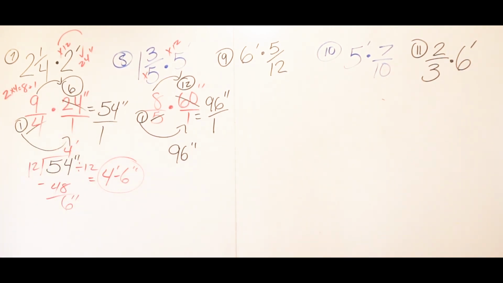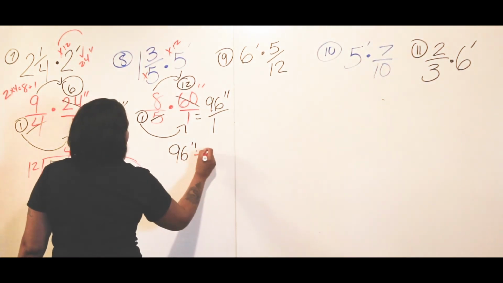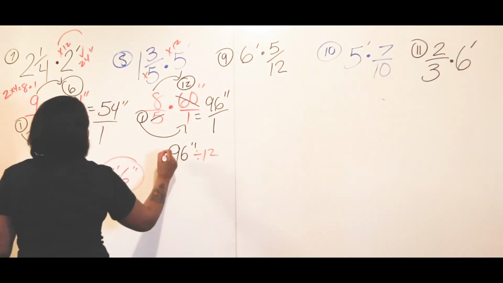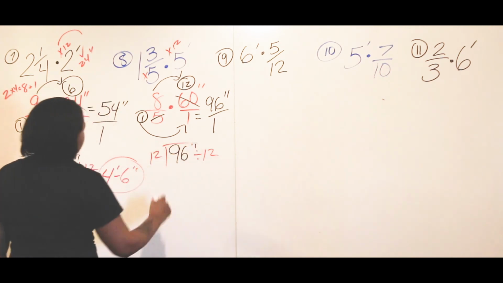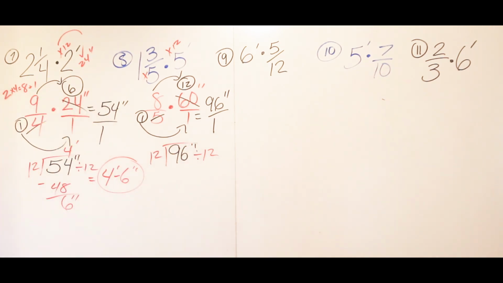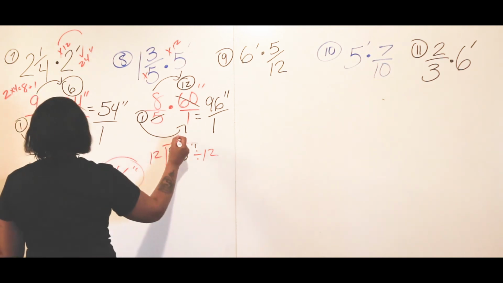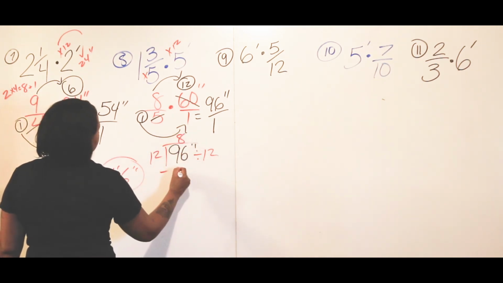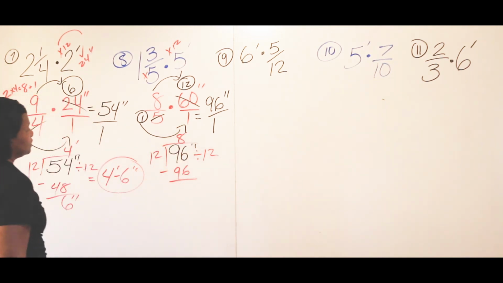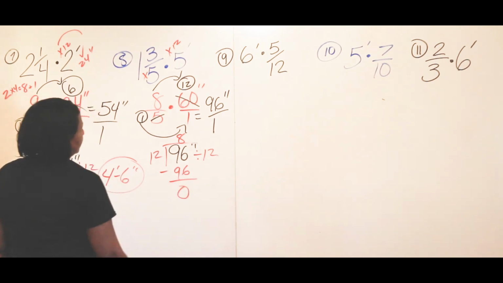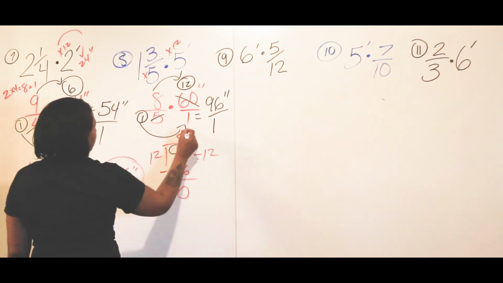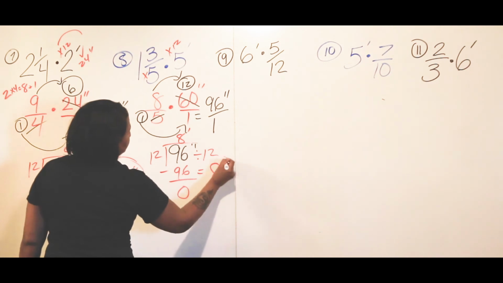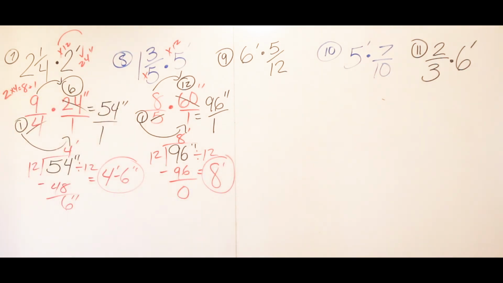What do we need to do with that 96 inches? Divide by 12, to convert those inches to feet, the opposite of what we did before. How many 12s can I get out of 96? What's left over? So the final answer would be 8 feet. Bam. Final answer.